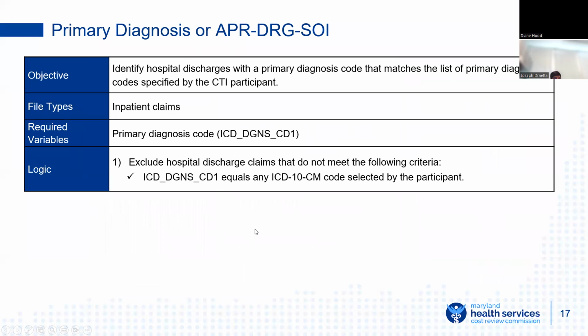The next one is fairly quick to implement as well. This is basically selecting hospital discharges with a specific list of primary diagnosis codes, based on the principal or primary diagnosis, which is right on the claim. So you would just set the excluding criteria if that is specified, and exclude any hospitalizations with primary diagnoses that are not in the specified list.